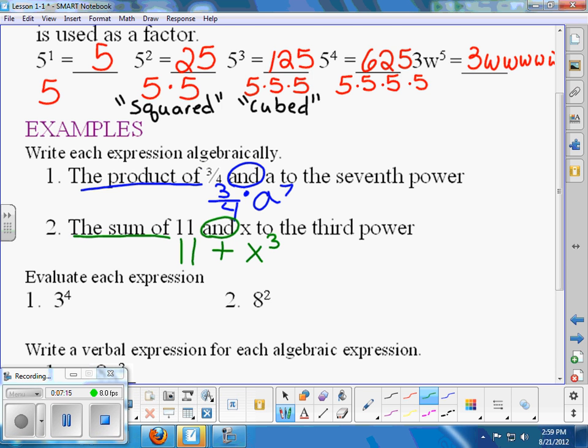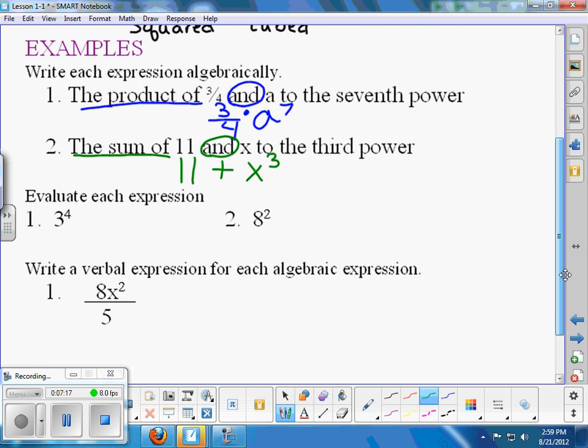The next 2 examples ask us to evaluate, so let's be sure to show our work, and that's just simply writing out what we're doing in our calculators. This is 3 to the 4th, 3 times 3 times 3 times 3. 3 times 3 times 3 times 3 would be 81. Number 2 is 8 squared, which is 8 times 8, which is 64.